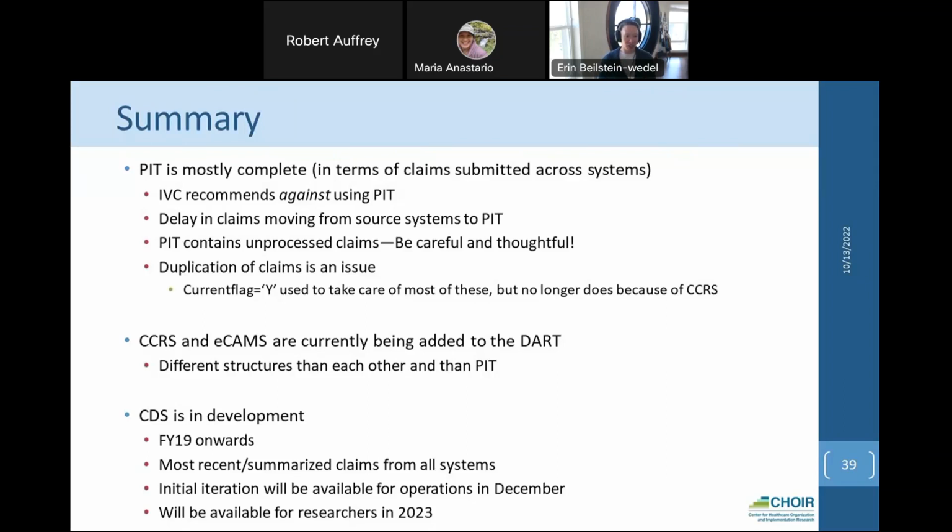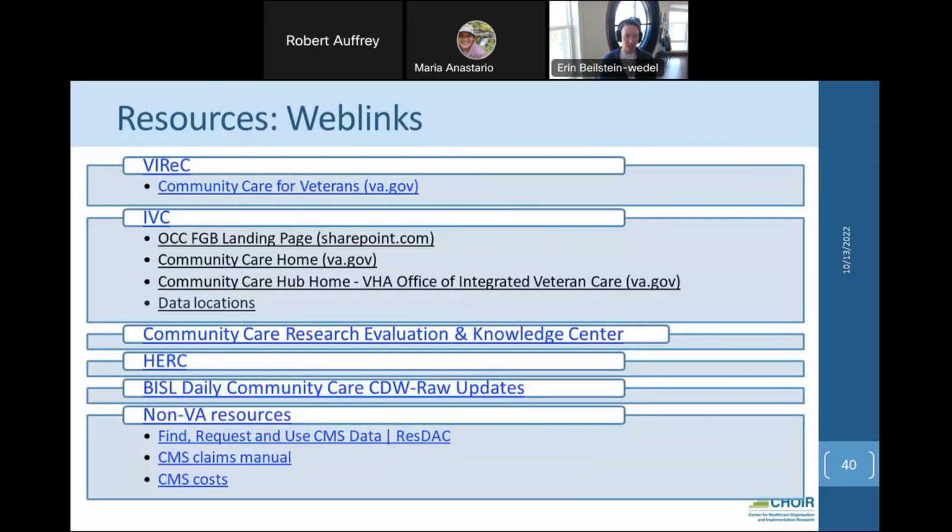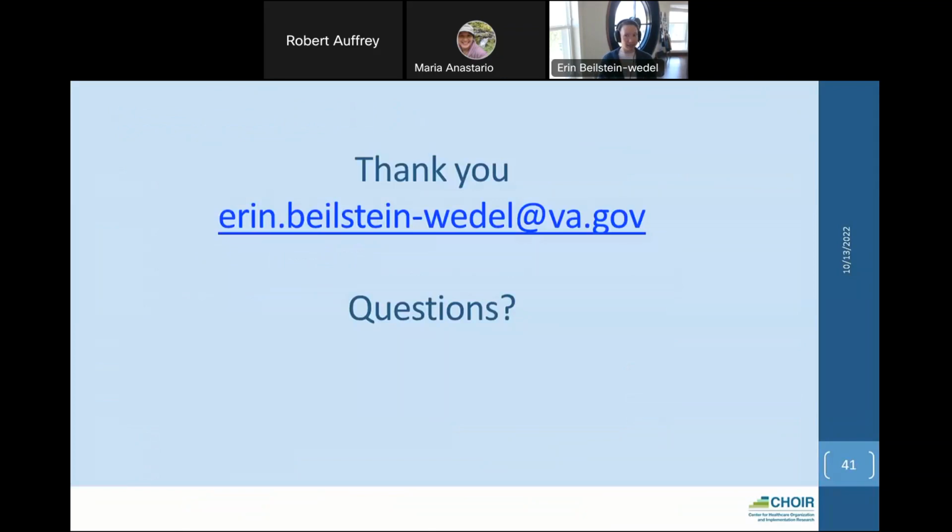Then I have just a slide of references. These are all web links for you guys. The CMS claims manual is very dense but very informative if you're finding really funky things in your claims, because the VA essentially follows the same thing. And that's it. Hope it was helpful.